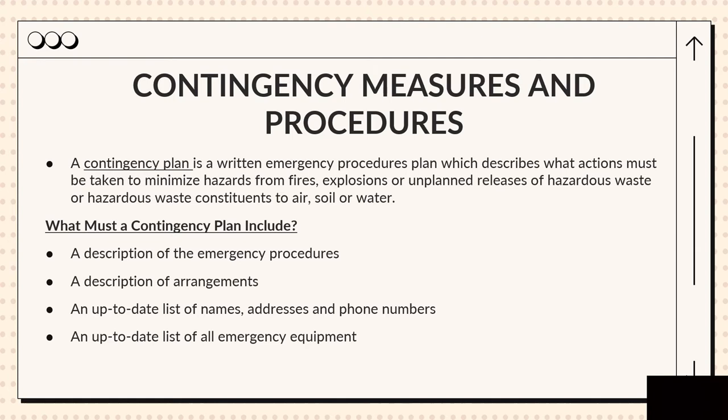Next, an up-to-date list of all emergency equipment at the facility, including the location and physical description of each item, along with a brief outline of its capabilities. So, examples of emergency equipment include, but are not limited to, fire extinguishing system, communication and alarm system, personal protective equipment, spill containment or cleanup equipment, and decontamination equipment. And the last is an evacuation plan for facility personnel.